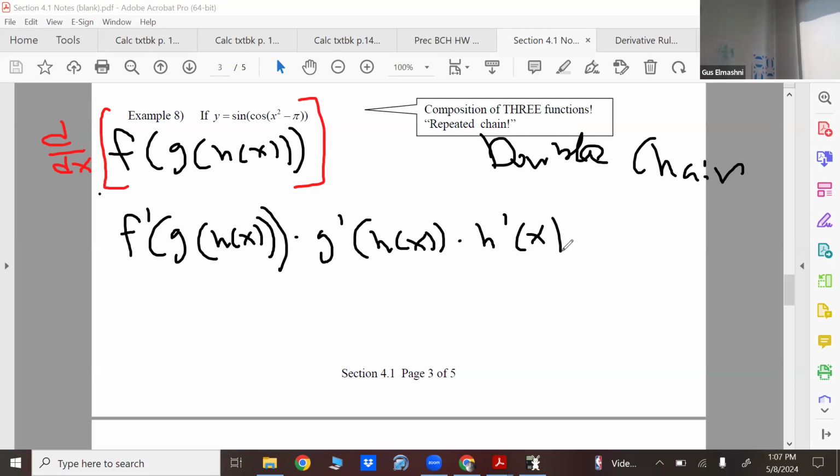But think of this as h of x, right? You have h of x. This is g of x.